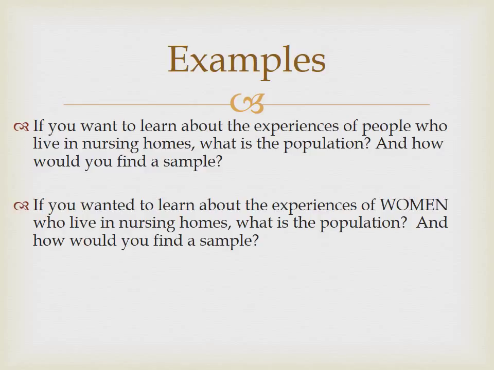In contrast, though, if you wanted to learn about the experiences of women who live in nursing homes, what is the population? It's just a little bit different from before. In this case, we're still looking at different geographic locations, different age groups, different races and ethnicities, but we are only looking at women. So how would you find your sample? Likely it would be very similar to how you did it in the first question, but as you're collecting subjects for your study, you are only soliciting interest from women.